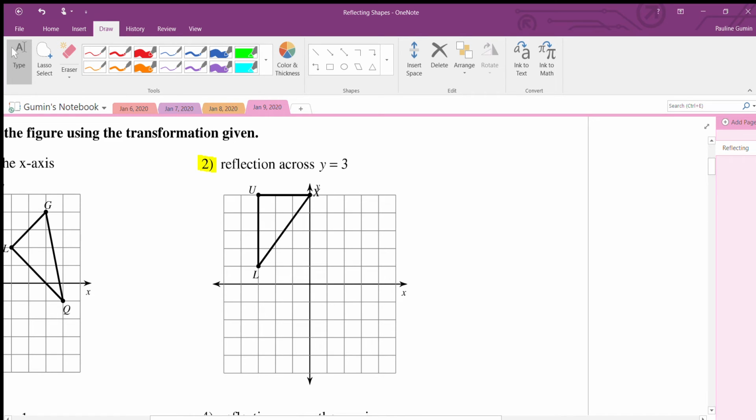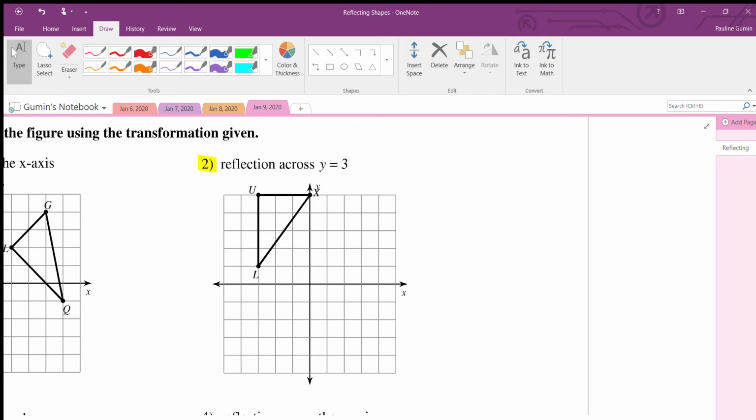Hello all! Today we're going to be reflecting shapes. Reflecting shapes is not really much different than reflecting points. So we're going to be doing the same thing that we did the other day, except this time we're going to be doing several points at once and then connecting them.